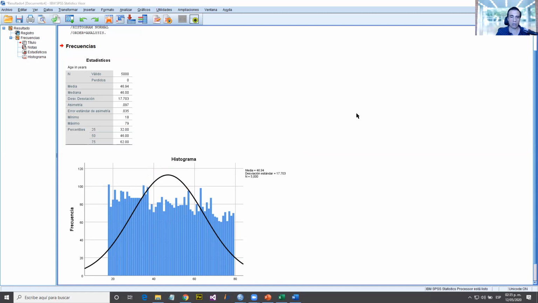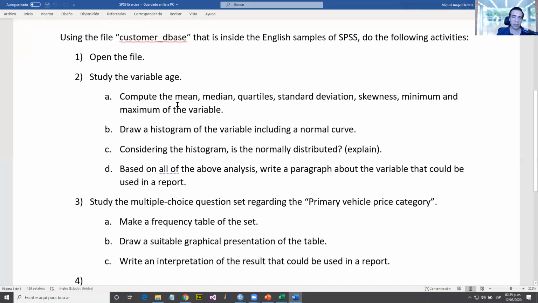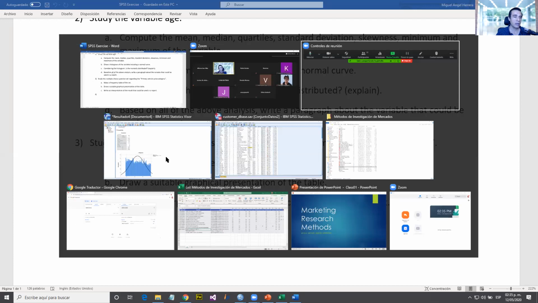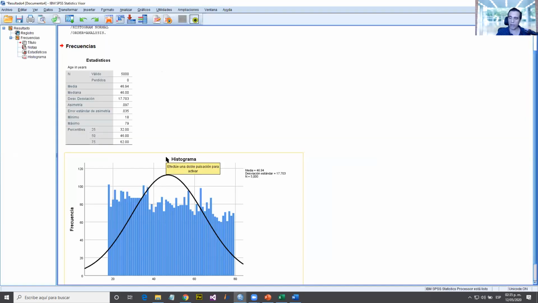So let me just return to that one. We already had the mean, median, quartile, standard deviation, skewness, minimum, and maximum. We also drew the histogram with normal curve, and is that one normal? No, it is not. Now, please, by yourself, write down anything that you see in that information and write one paragraph about that variable. What can you see on that information? Anything that you can give me. I will give you a couple of minutes to do it, and then afterwards, someone please share it with me. Okay.